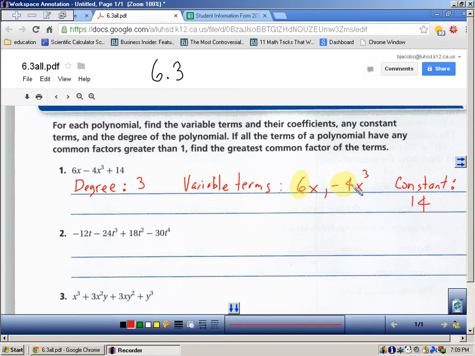Alrighty. Now it says if all the terms of the polynomial have a common factor greater than 1, find the greatest common factor of these terms. So looking at 6, 4, and 14, 2 would be the greatest common factor. So the GCF, greatest common factor, would be 2. Alright, let's continue. The degree here is 4 again.